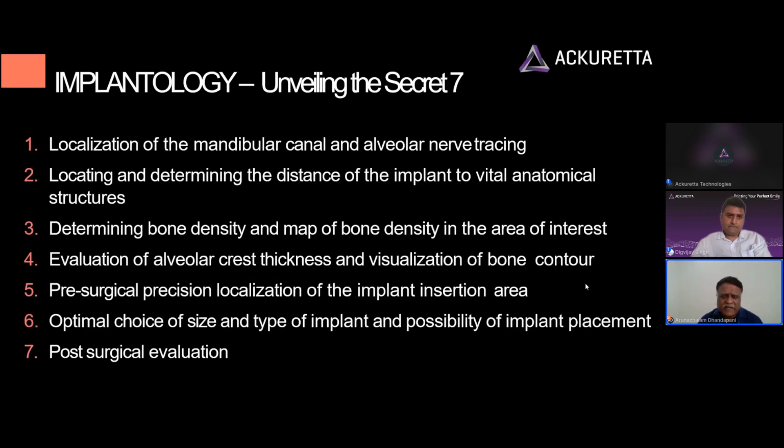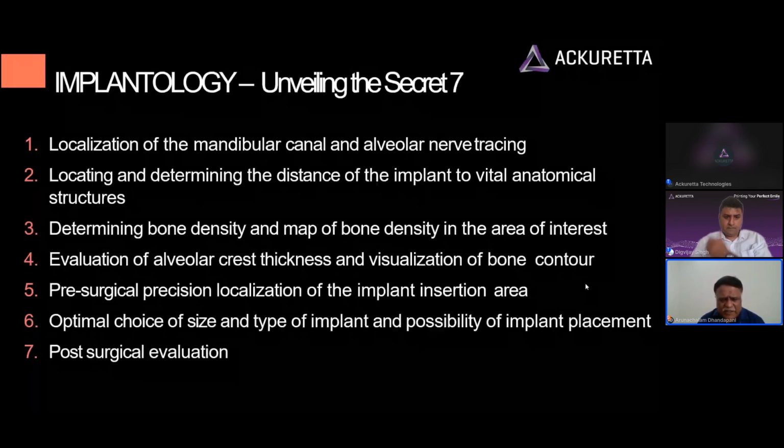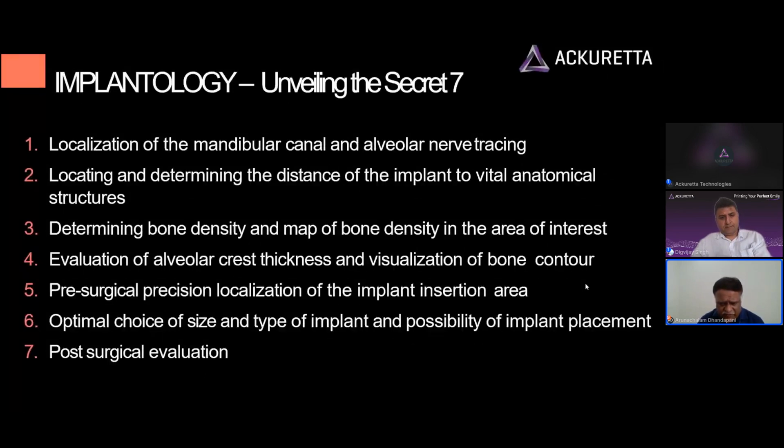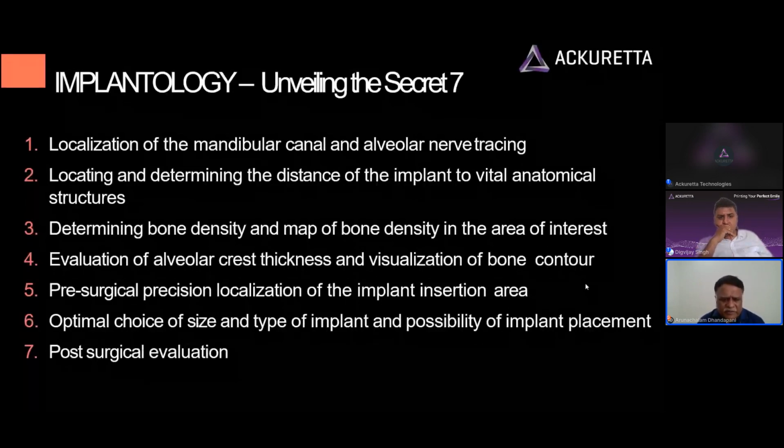Then we locate and determine the distance to other vital anatomical structures. It can be the floor of the sinus, it can be the nasal floor, the anterior nasal spine, whatever. And then we determine the bone density, which gives us a qualitative assessment of what the bone is going to be. We map out the configuration of the bone density in the area of interest, which may be inside the osteotomy, within the implant region, or just bordering the outer border of the implant as well.